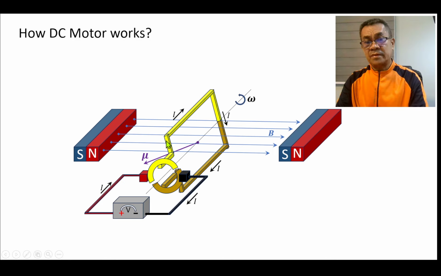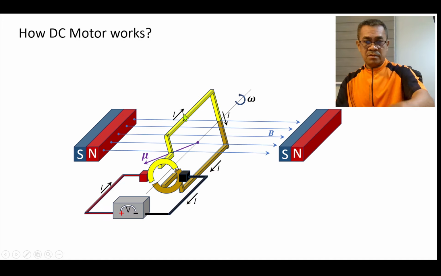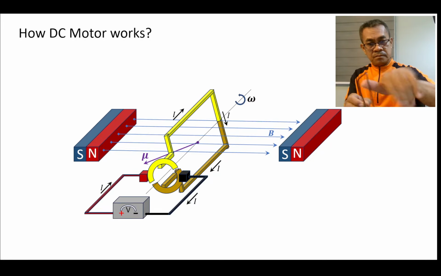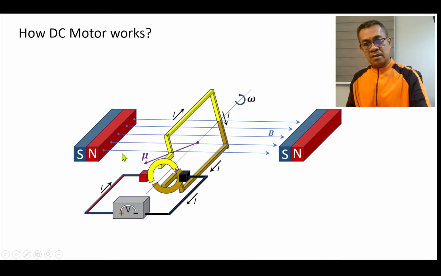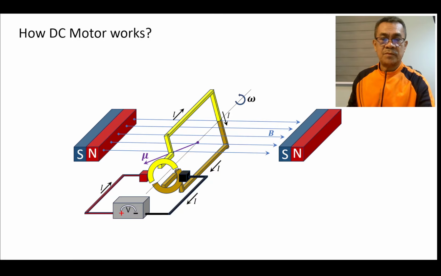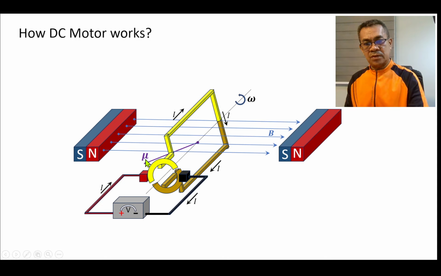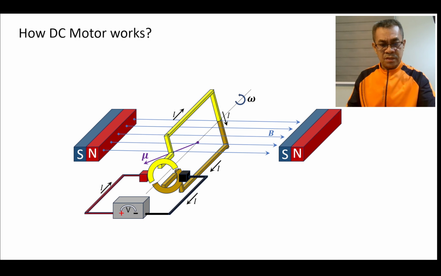What's the advantage of reversing this? Take note that because of the reversed current, the direction of the magnetic dipole moment will change. So on this side, if you use your right hand rule, the dipole moment is in this direction. So it reverses the direction of the dipole moment. With that, mu is here and it tends to move towards B. So it will keep moving in this direction continuously.